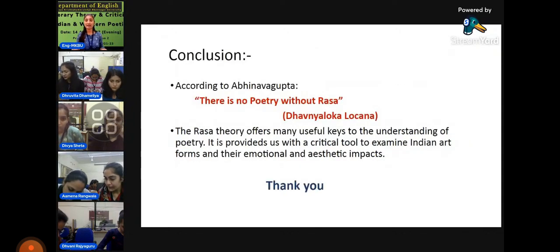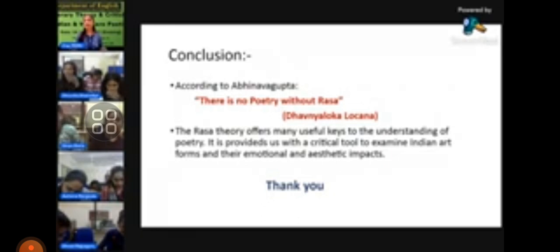And now I conclude with Abhinav Gupta's quote: there is no poetry without Ras. It means Ras is basic to all these theories, and I can understand that Ras is always a useful key to understanding poetry and provides the critical tools to examine an Indian art form and its emotional and aesthetic impact. Thank you.